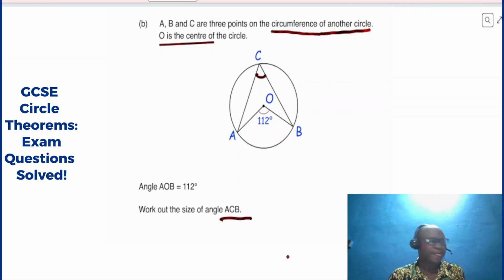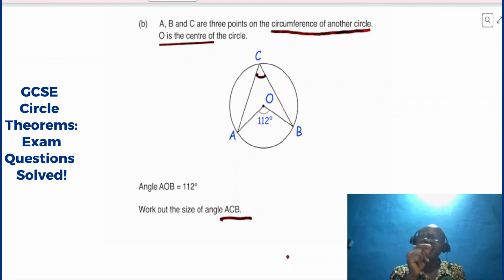Where the angle is subtended at the center, and the answer would be 56 degrees. Yes, you are very correct.